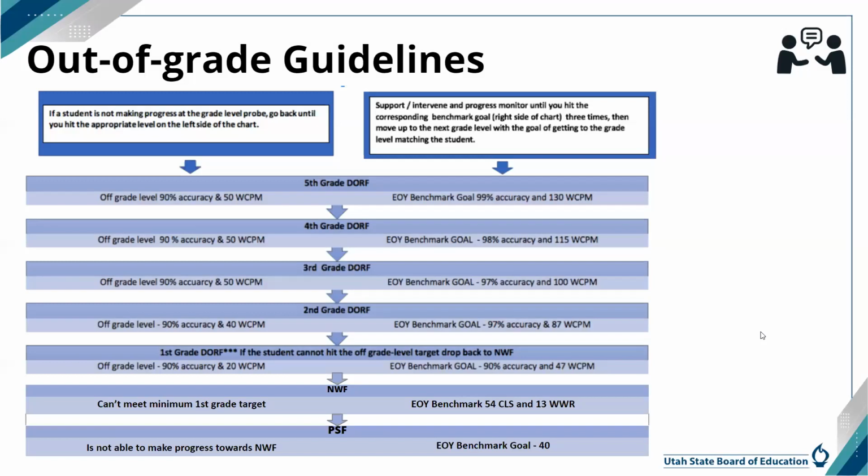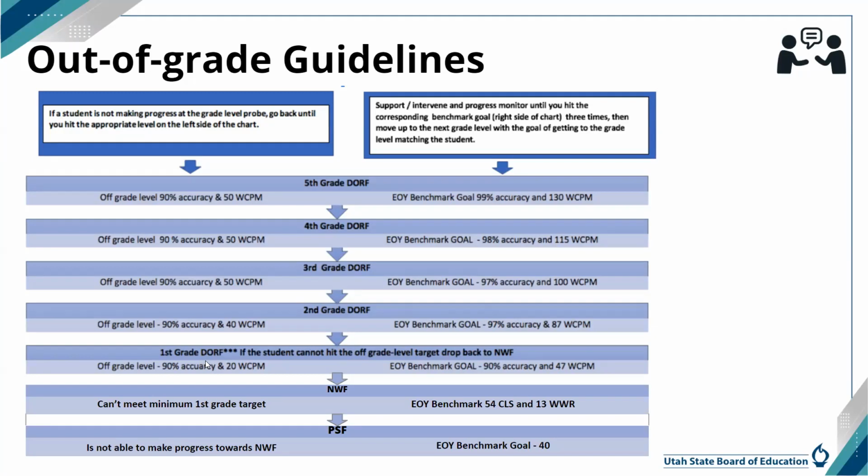So here's the out of grade guidelines. If a student is not making progress at that grade level probe, you're going to go back until you hit the appropriate spot on the left side of the chart. And you can look at that for starting the school year. So if we look at a third grade student and their composite does not have 90% accuracy and 50 words per minute, then we're going to want to progress monitor at a second grade level for that first probe. And if for that first progress monitoring probe, they don't reach 90% accuracy and 40 words per minute on a second grade passage, we would move them down to a first grade passage.